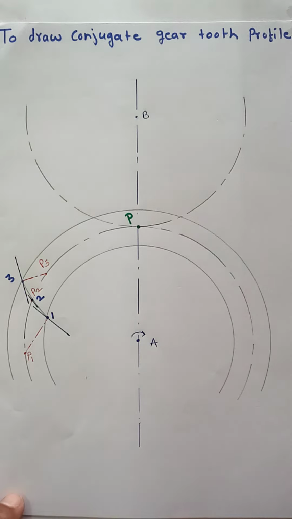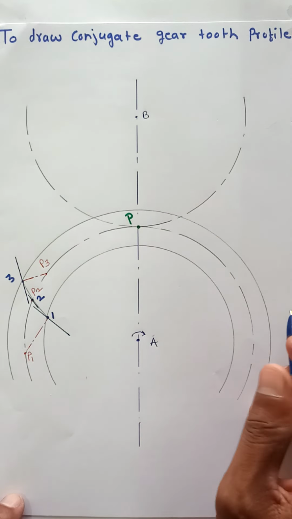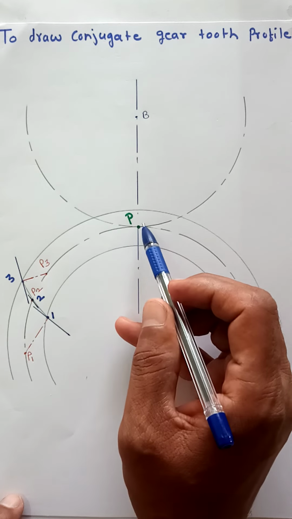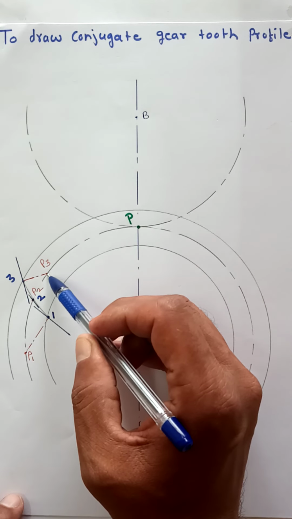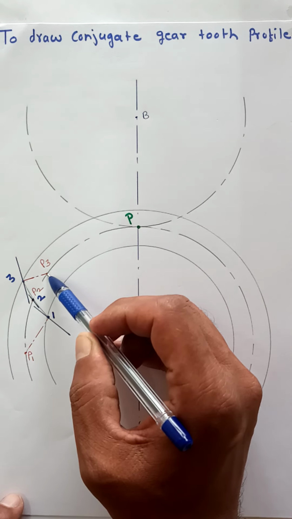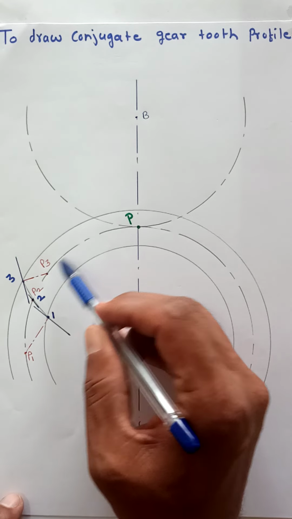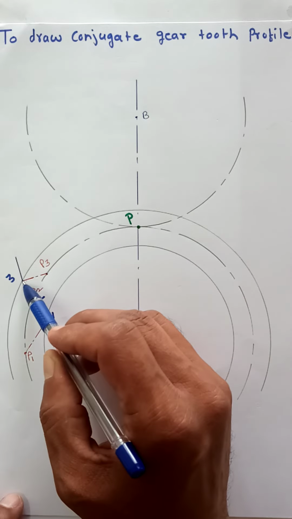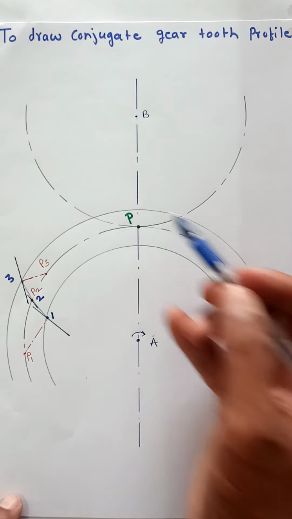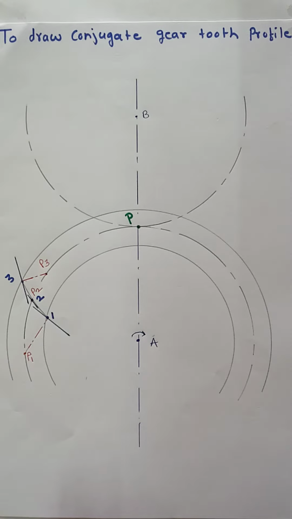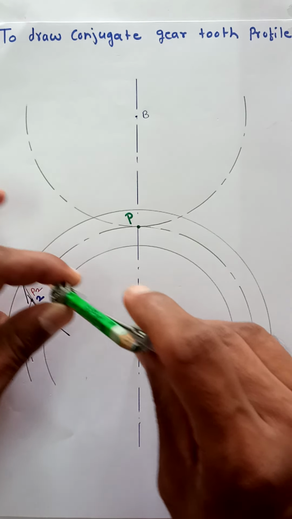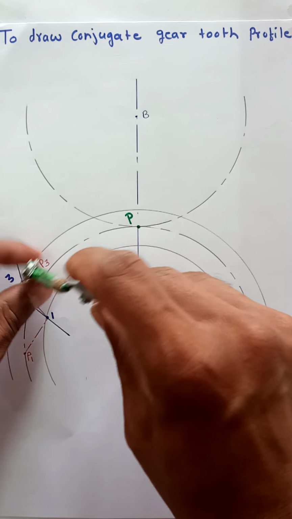Now when we rotate gear 1 in clockwise direction, the very first point which will pass through the pitch point P is P3. Now considering this, when P3 reaches P, we will mark the position of point 3 on this circle which is passing through 3, because 3 always moves along the circle passing through 3.